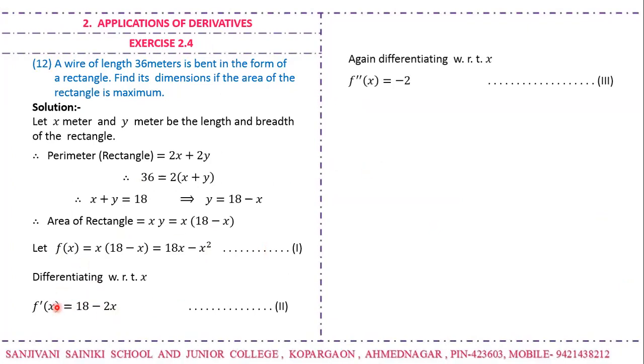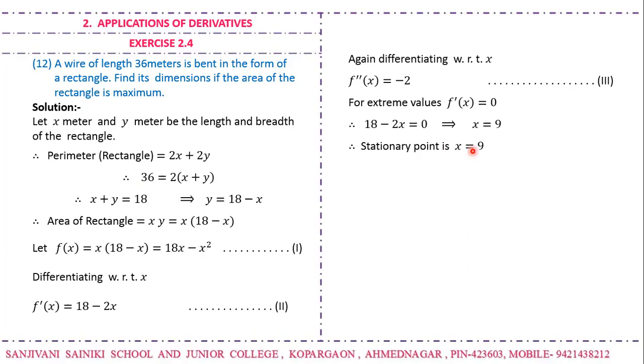Again differentiate it so that we obtain the second order derivative. f double dash of x is minus 2. Now we know that for extreme values, either maximum or minimum, f dash of x must be equal to 0. So from this equation 2, we get 18 minus 2x is 0, which implies x is equal to 9. This is the stationary point or the turning point.